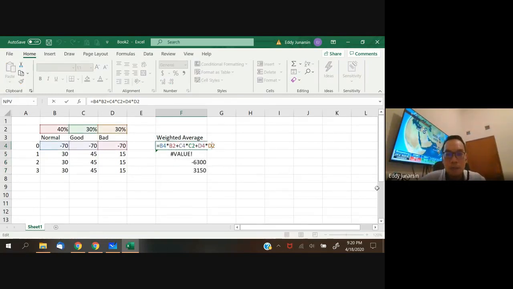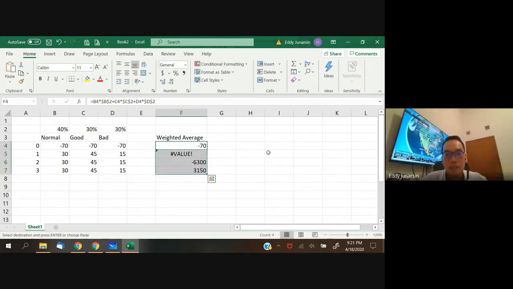Sorry, we have to lock the chances, because we are going to copy and paste, so be careful. We have to lock them, the 40%, 30%, 30%. The reason is that when we copy and paste, these numbers should be fixed. They should not follow the pattern of ordering, so we have to lock them before we copy and paste.